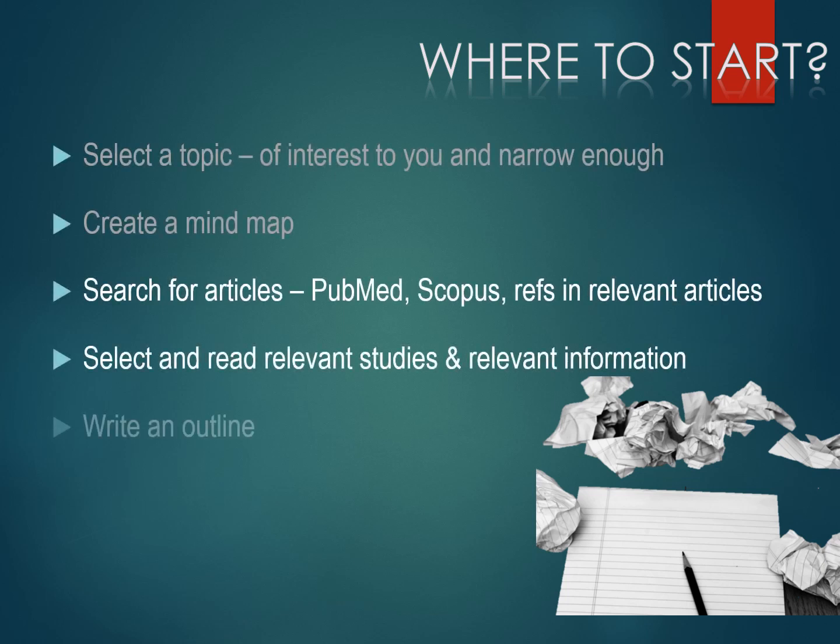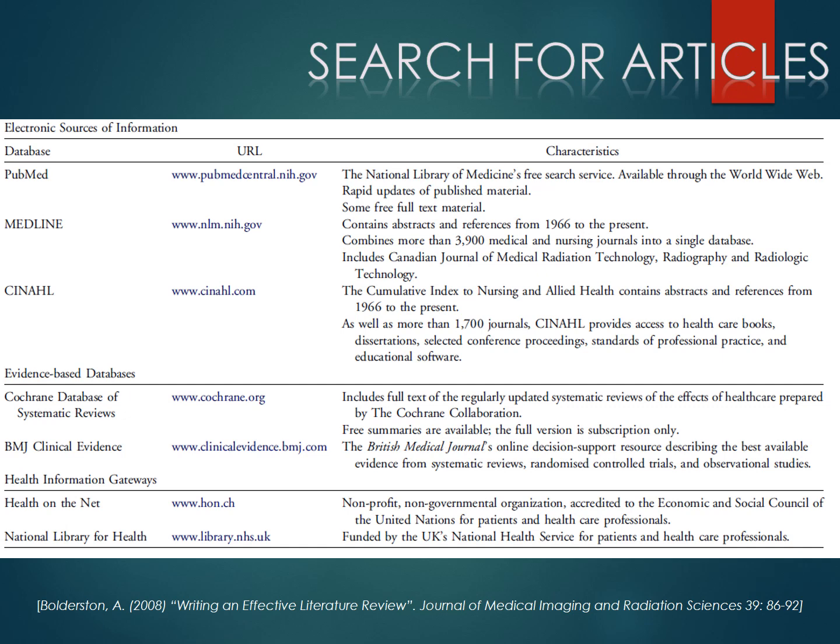So now we have a topic. We've had this mind map of what literature we need to extract. And now, of course, you're going to search for articles, and there are various resources that we can use. Then we're going to select and read relevant studies and relevant information. And finally, you're going to write your first draft or your first outline of your literature review. So here are some electronic sources of information, to name but a few. Most of us would automatically first go to PubMed, and certainly in our institution we have great access to PubMed.